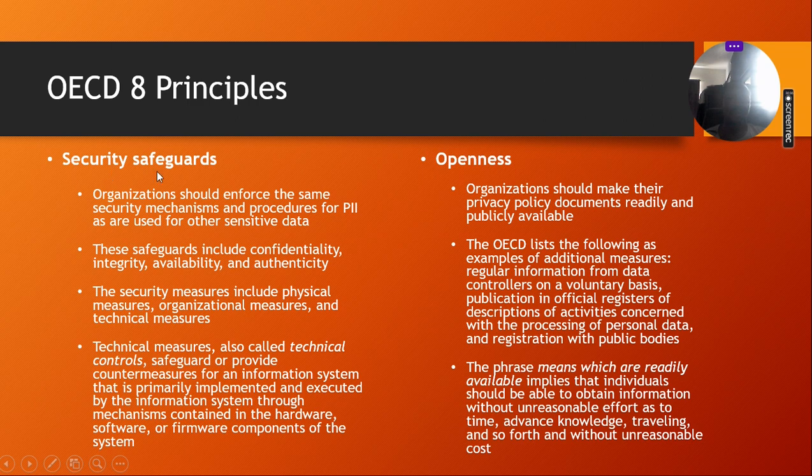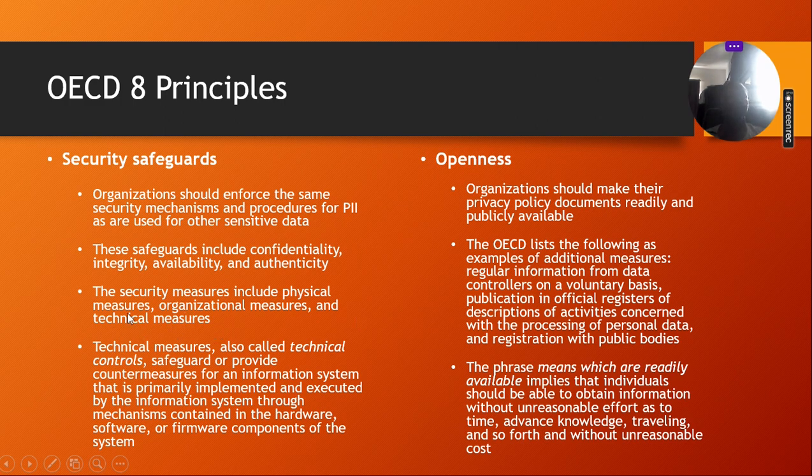Number 5, security safeguard. This is very vital. If you collect people's data as an organization, you should enforce the same security mechanisms and procedures for personally identifiable information that you use on your information system. Most of this information is called sensitive data or sensitive PII. These safeguards include the confidentiality, integrity, availability and authenticity of the information. The security measures include physical measures, organizational measures, and technical measures.